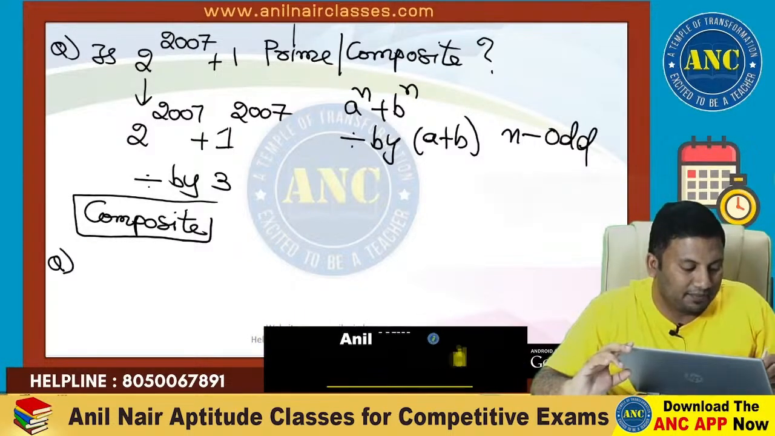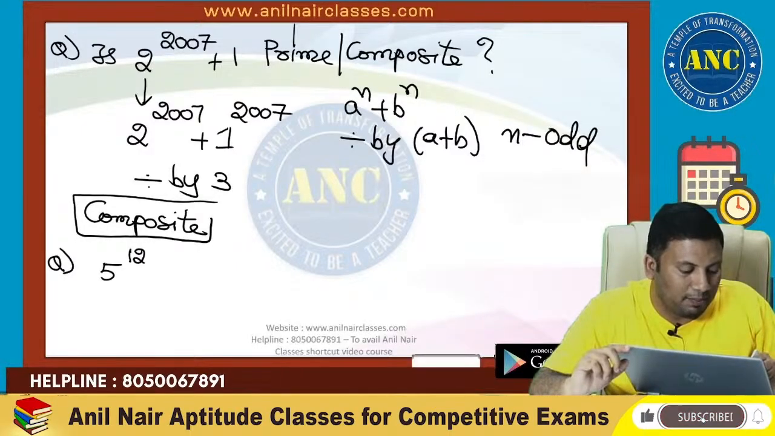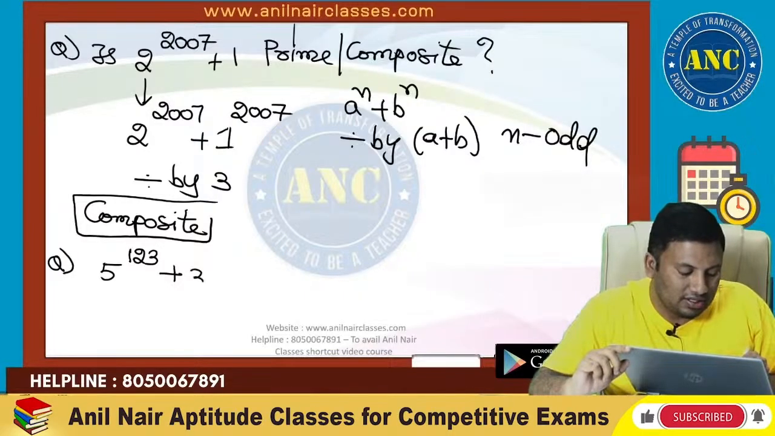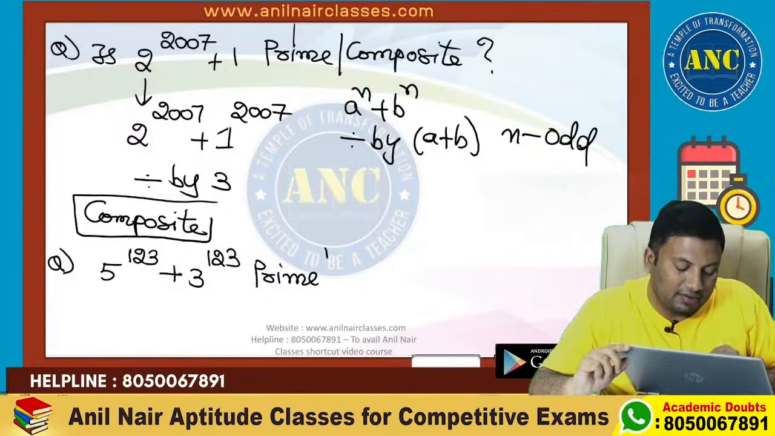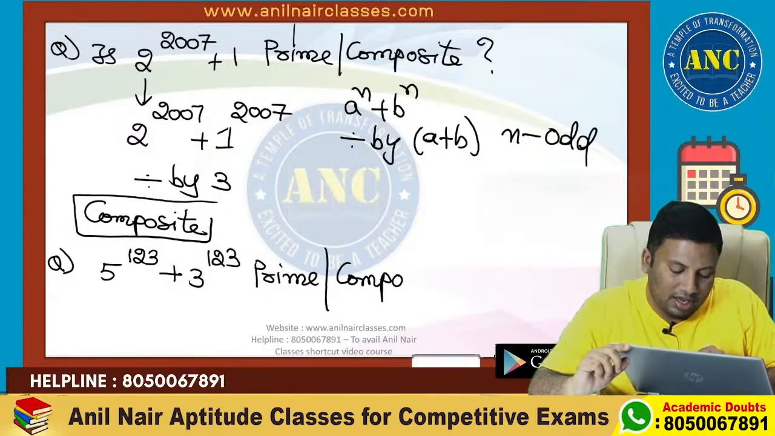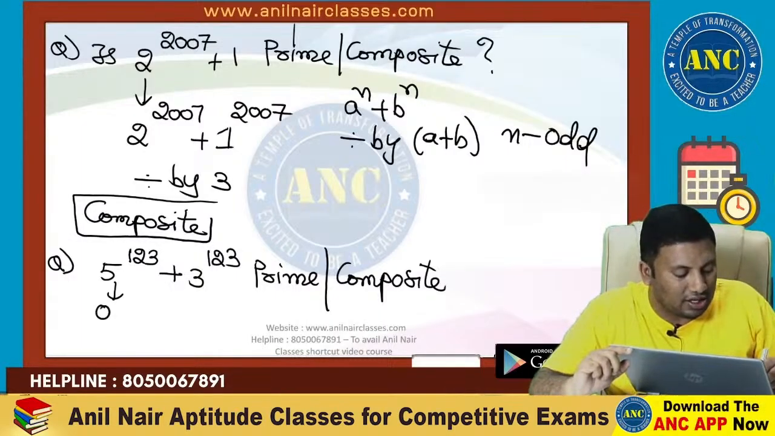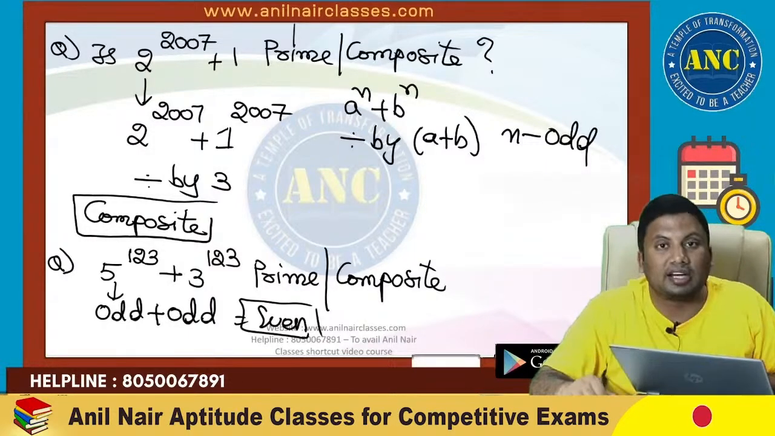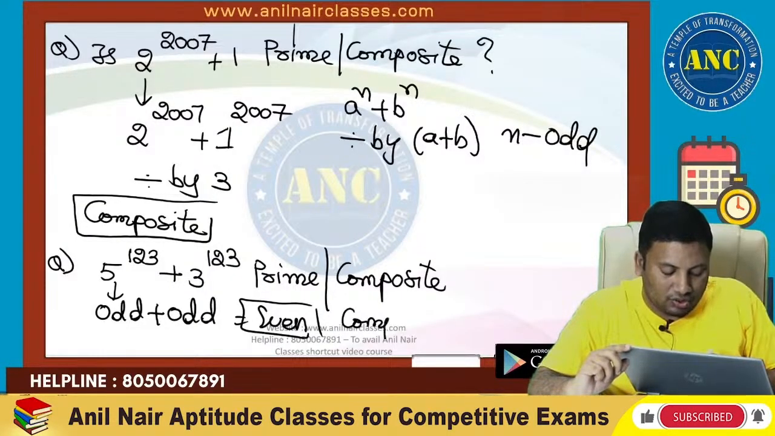Suppose it is 5 power 123 plus 3 power 123. This can also be done very easily by using rule number 1. 5 is an odd number, 3 is an odd number. Odd plus odd is an even number. So there is no even number other than 2 which is prime. So the answer for this question is composite.